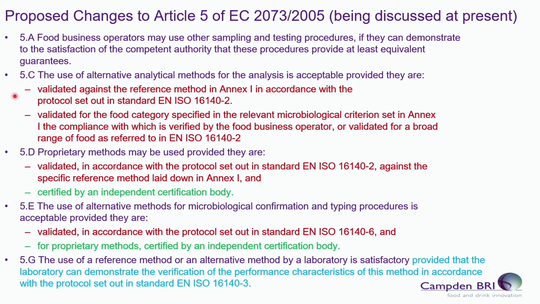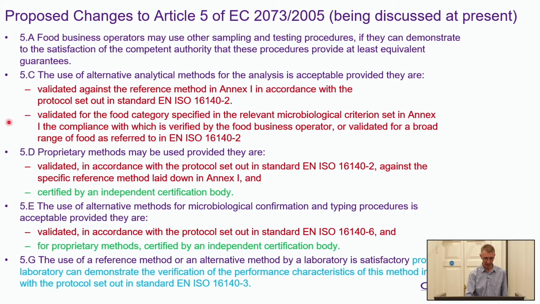It says that the alternative methods have to be validated in accordance with 16140 Part 2, validation of proprietary methods. They've got to be validated for particular food categories. So that's another part. They've got to be valid for the food you're going to test. They've got to be set out and validated against 16140 Part 2, as I said beforehand. You can also use alternative confirmation tests if they're validated against 16140.